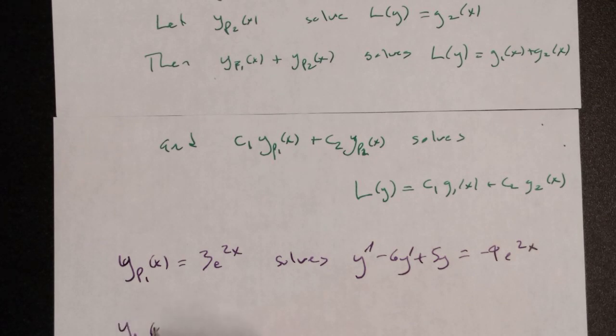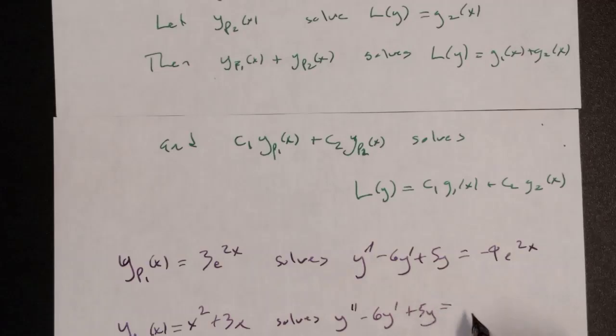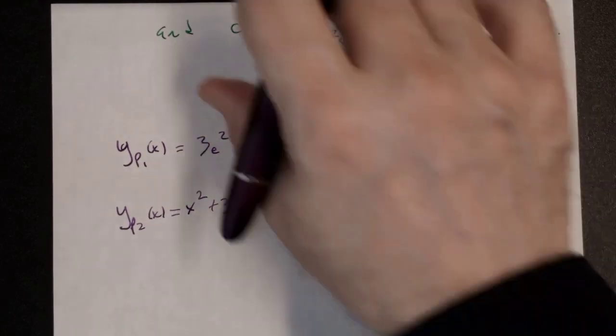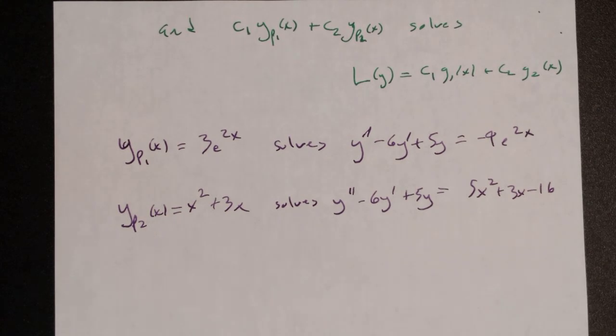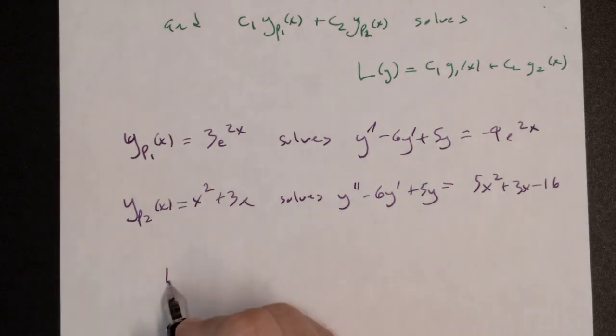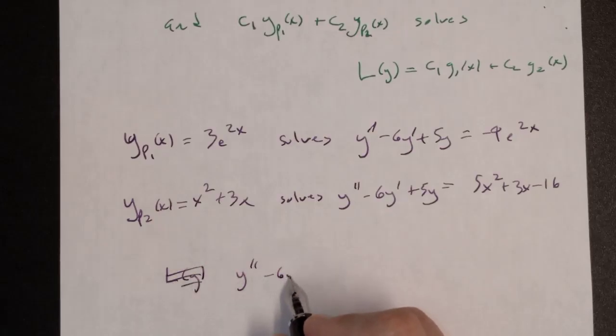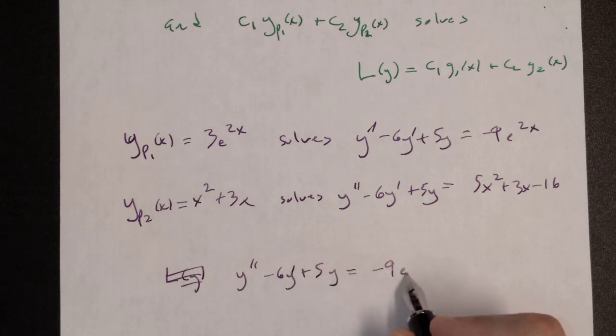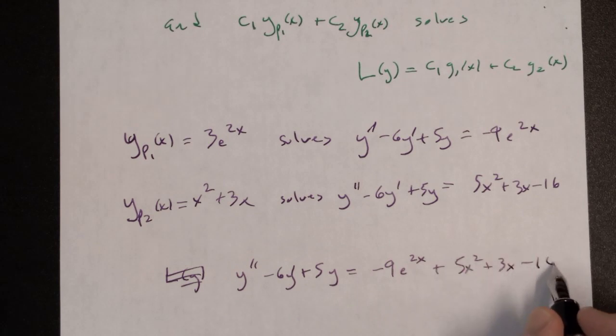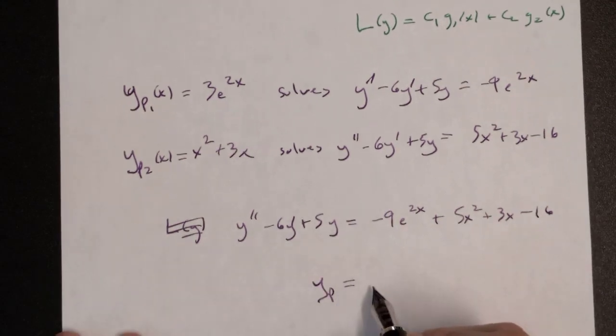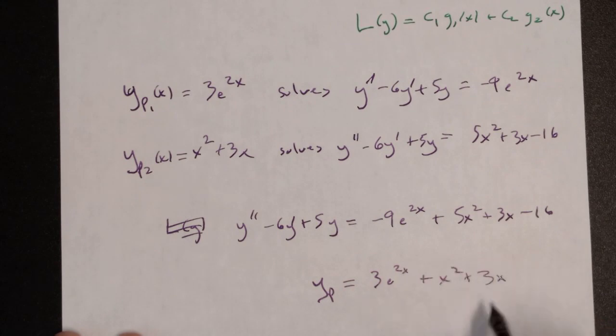I also know that yp2 equals x squared plus 3x solves y double prime minus 6y prime plus 5y equals 5x squared plus 3x minus 16. So notice that the L of y part, the differential equation part, is the same in both of these. Y double prime minus 6y prime plus 5y. It's the same in both of them. If I ask you to solve y double prime minus 6y prime plus 5y equals minus 9e to the 2x plus 5x squared plus 3x minus 16, I know that the particular solution is going to be 3e to the 2x plus x squared plus 3x. I just add the corresponding pieces.